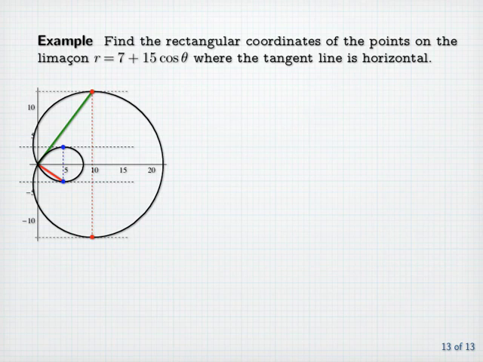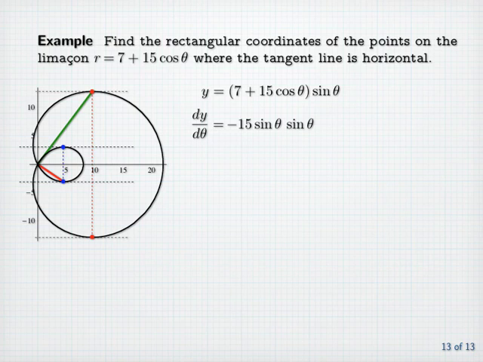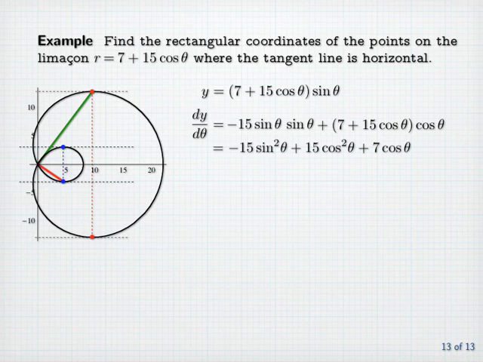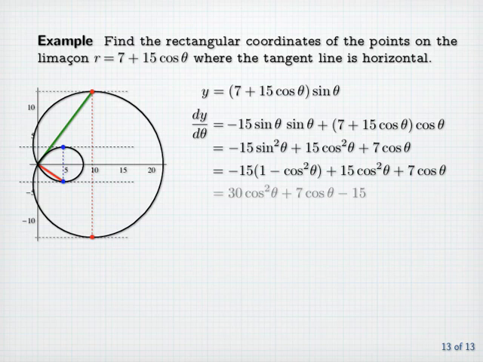To find these points, we first need to compute dy/dθ, since dy/dθ will equal 0 at each of them. We begin by writing y equals r sine θ, with r equal to 7 plus 15 cosine θ. Now by the product rule, dy/dθ will equal minus 15 sine θ times sine θ plus (7 plus 15 cosine θ) times cosine θ, which equals minus 15 sine squared θ plus 15 cosine squared θ plus 7 cosine θ. And since we want to set this equal to 0 and solve, we'd like for it to be in terms of cosine only. So let's replace sine squared θ with 1 minus cosine squared θ. And now we have a quadratic expression in cosine θ.